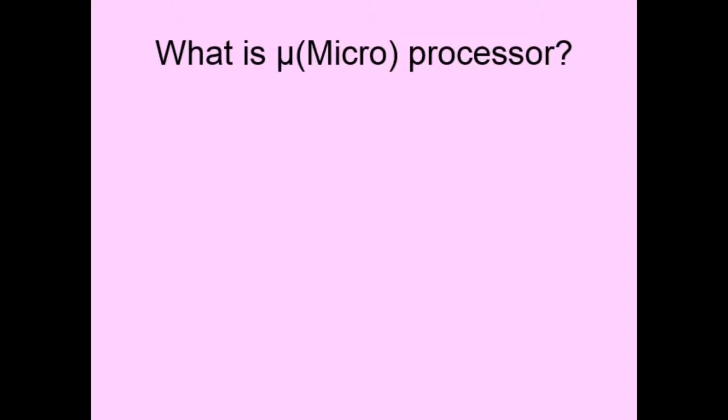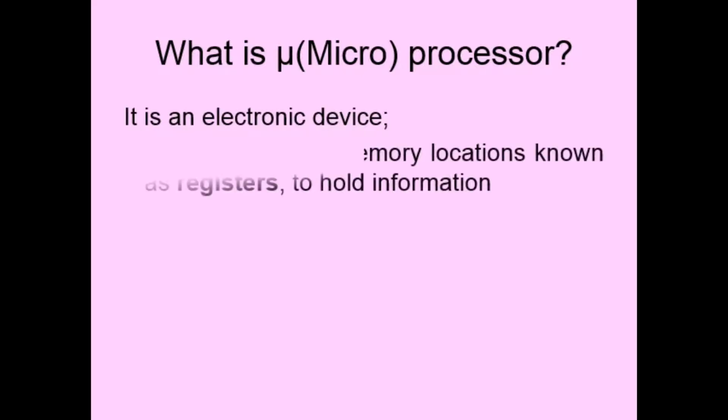What is a microprocessor? Microprocessor means it is an electronic device. It is not a mechanical or an electrical device. It is a purely electronic device. What all does it do? It has many memory locations known as registers. So this microprocessor has some locations which are called memory locations, and that memory location we call a register. And what is the purpose of that? It is to hold the information. Like in our human body, we have a memory location called the brain, which is used for holding the information. Similarly, the microprocessor has a memory location called a register to hold the information.